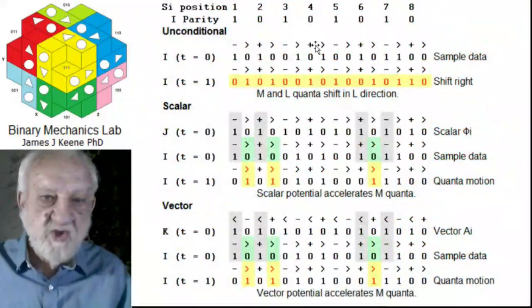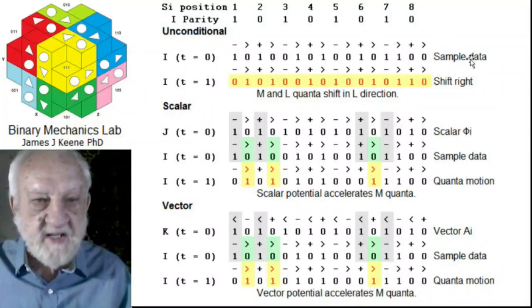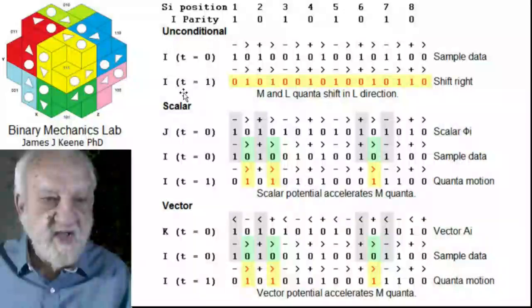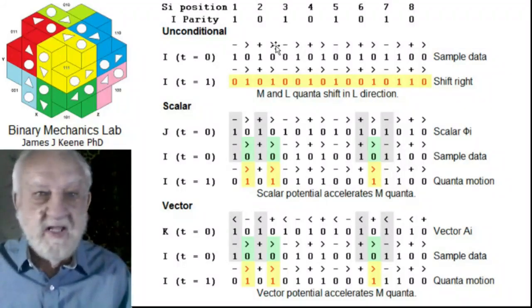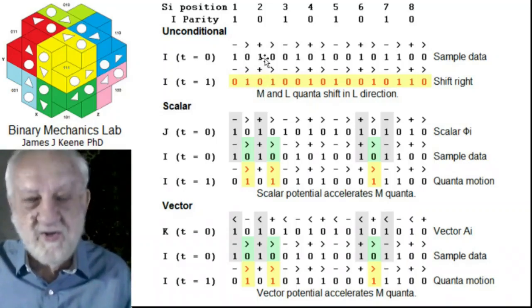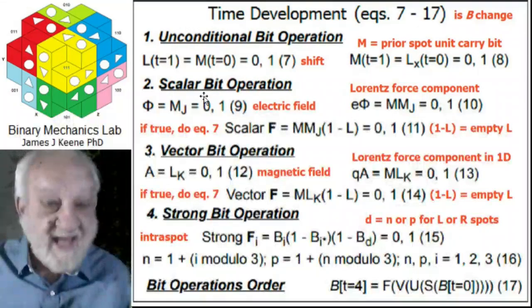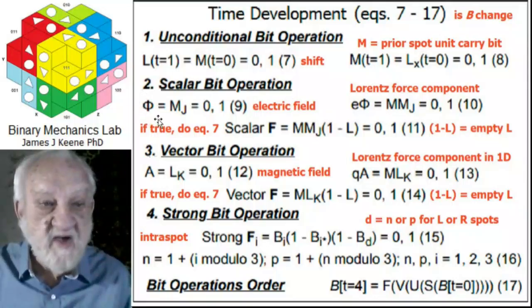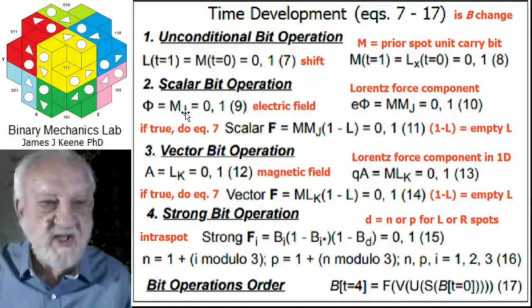In this diagram, we show in one dimension the unconditional bit operation with some sample data at time equals 0. And notice that at time equals 1, the M and L quanta shift in the L direction. The L direction in this example is to the right, so that this 1 goes to there, this 0 goes to there. That's why it's called unconditional, because it just happens. The scalar or electrostatic bit operation. First, we can define the scalar potential, phi, as the state of the locus M sub j.